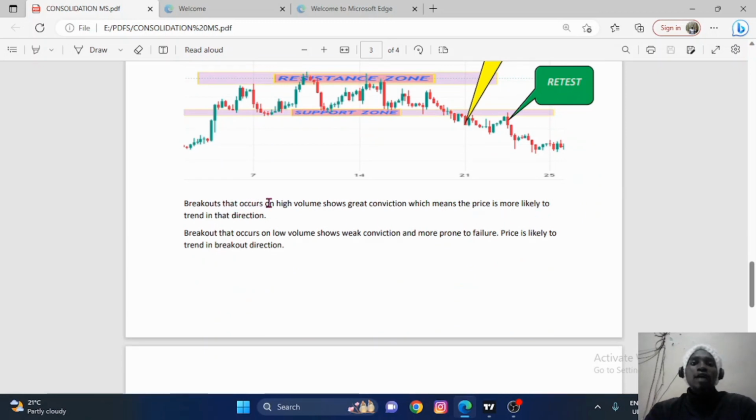Breakouts that occur on high volume show great conviction, which means the price is more likely to trend in that direction, especially if you get breakouts with a great volume, or the candlesticks being made in the breakout are Marubozus, these big candles with imbalance and fair value gap.